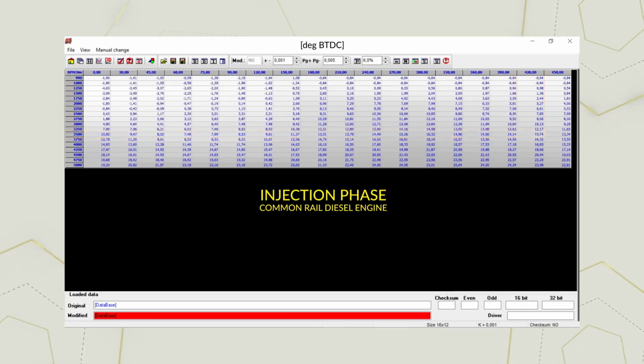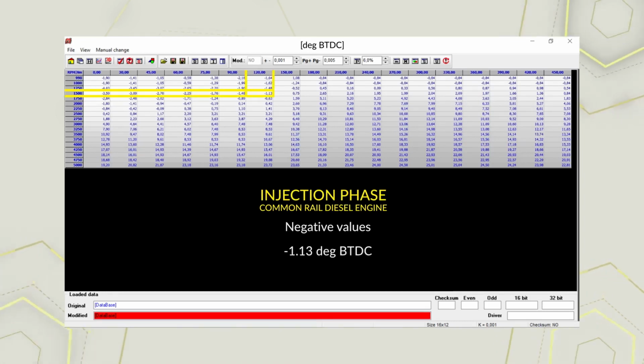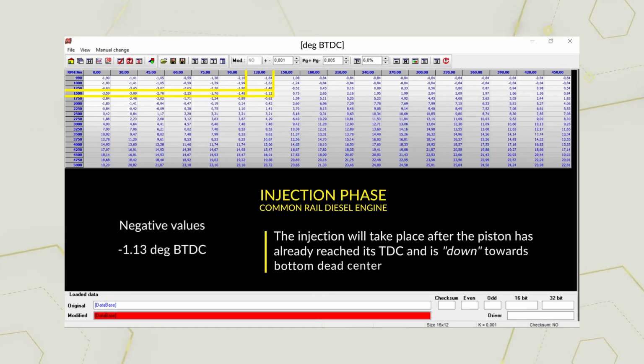If, on the other hand, we find negative values, for example at 1,500 engine revolutions and 120 Newton meters, we get a value of negative 1.13 degrees before top dead center. So it means that the injection will take place after the piston has already reached its top dead center and is down towards bottom dead center.